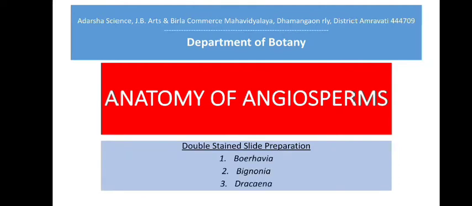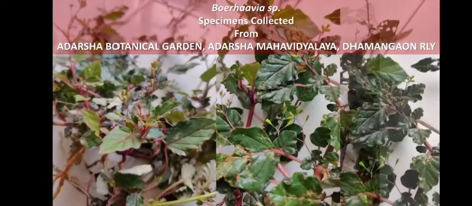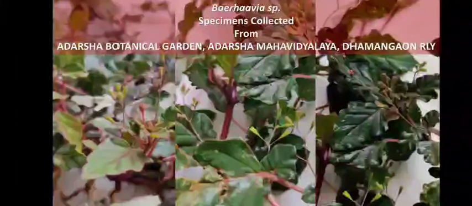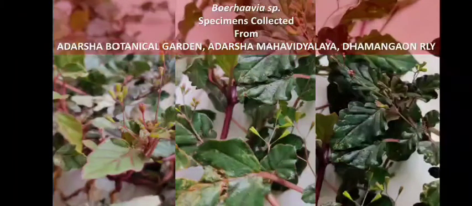Our goal is to help you understand anatomy of angiosperm by performing double staining process. In this presentation, we are going to demonstrate anatomy of Boerhavia stem. The specimen is collected from Adarsh Botanical Garden of Adarsh Mahavidyalay Dhamangao Railway.